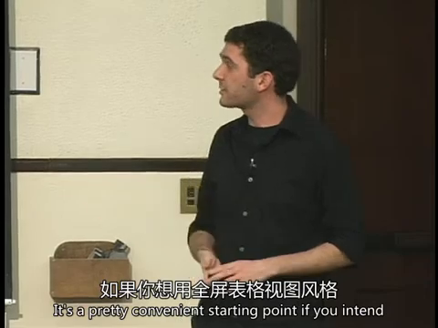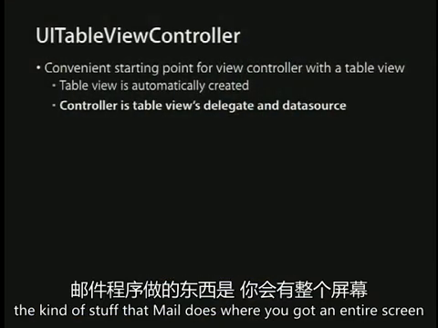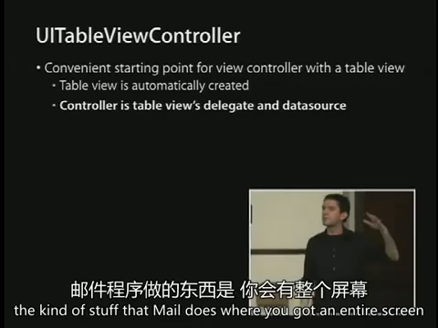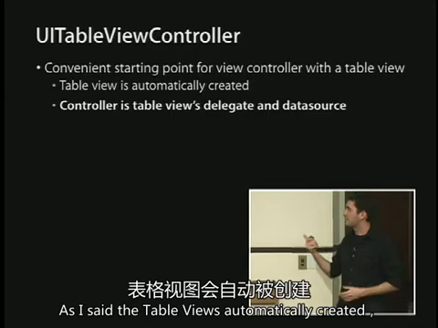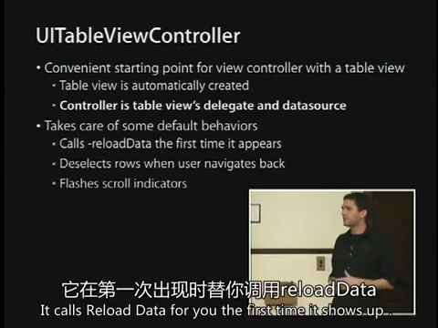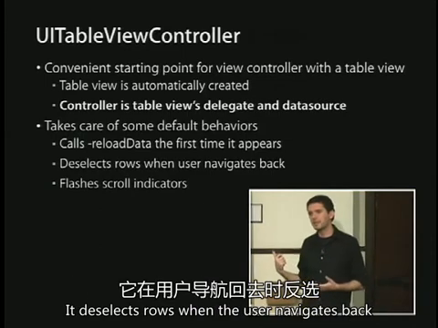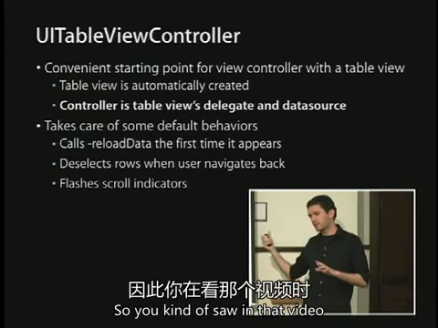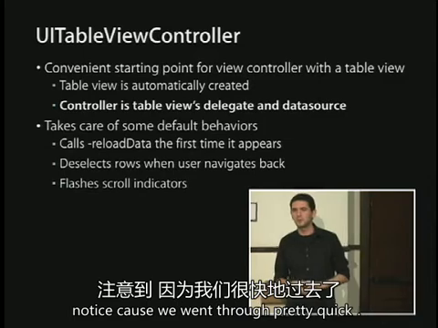It's a pretty convenient starting point if you intend to use sort of a full screen table view style thing, the kind of stuff that Mail does, where you've got an entire screen that has pretty much just a table view. As I said, the table view is automatically created, and the controller is the table view's data source and delegate. It calls reload data for you the first time it shows up. It deselects rows when the user navigates back. So you kind of saw that in that video. If you weren't paying close attention, I'm sure you didn't notice because we went through pretty quick.